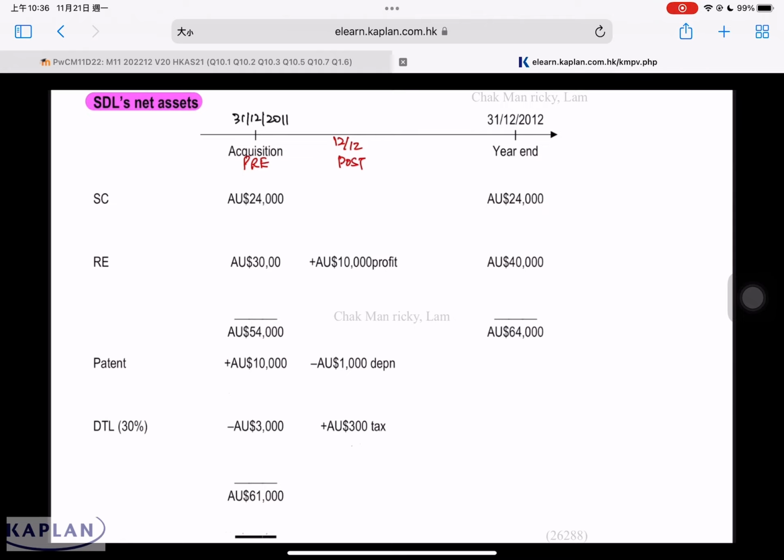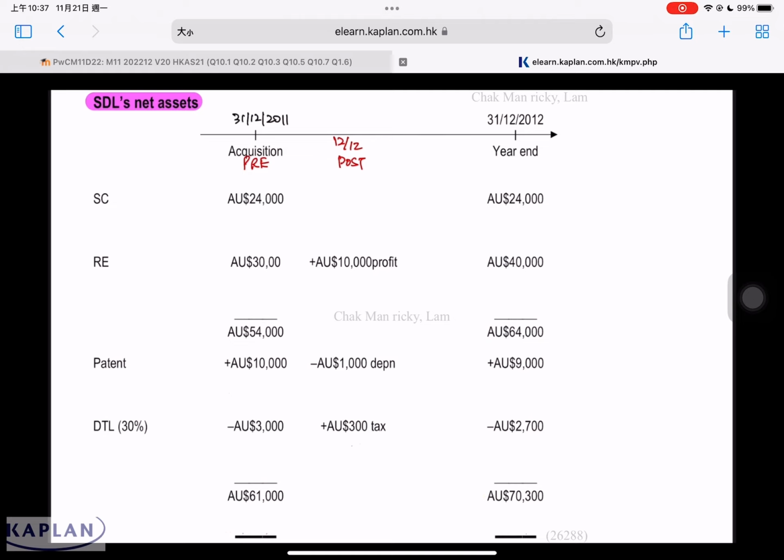When it comes to year end, the unamortized patent is the remaining 9,000. As a result of this 9,000, we must account for the remaining deferred tax of 2,700. This will be the ending amount. The Australian dollar figure is equal to 7,300. These figures are in Australian dollars.